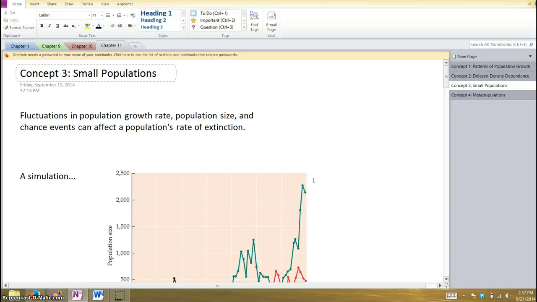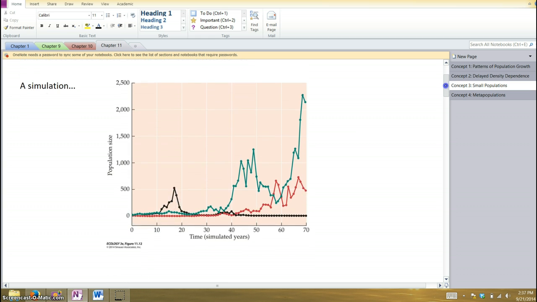Okay, now let's cover sections 3 and 4 of chapter 11. Section 3, we're going to talk about small populations. Small populations have their own unique dynamics that can influence the growth or decline of that population. Essentially, changes in growth rate, population size, and chance events can have a much bigger impact than on large populations.